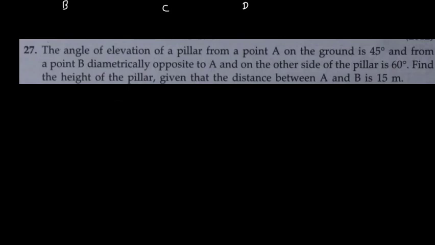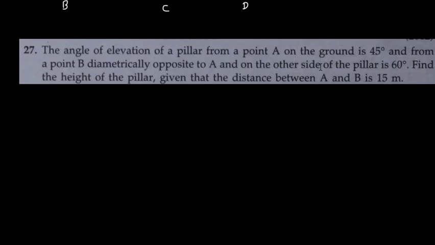Now here question number 27 is: the angle of elevation of a pillar from point A on the ground is 45 degree and from the point B, diametrically opposite to A on the other side of the pillar, is 60 degree. Find the height of the pillar given that the distance between A and B is 15 meter.